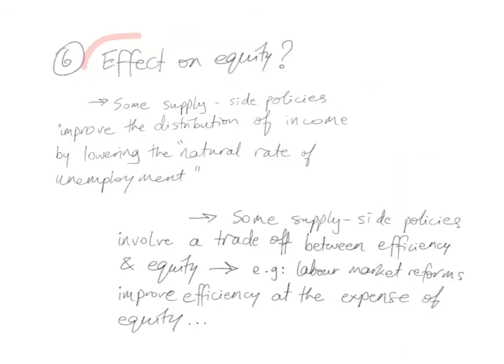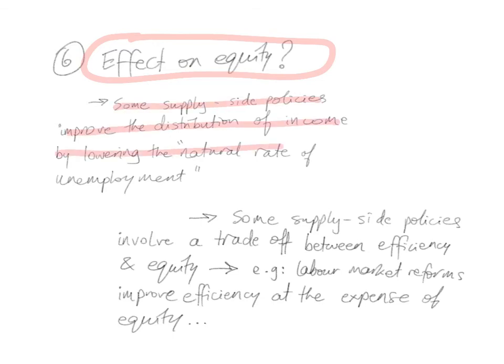What about the effect on equity? Well, some supply-side policies will improve the distribution of income by lowering the natural rate of unemployment. Remember, when the LRAS curve, the long-run aggregate supply curve, shifts to the right, that means the natural rate of unemployment has decreased. So you have achieved a little bit of increased equity.